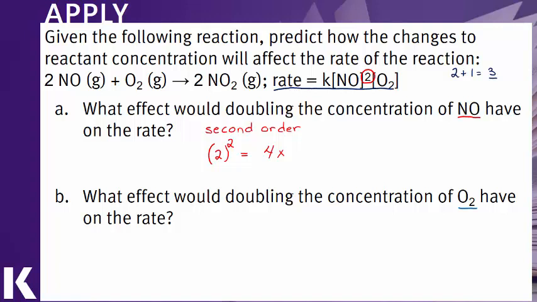In our rate law, oxygen has an implied exponent of 1, indicating that for this reaction, it is first order in regards to oxygen concentration. So any increase in oxygen concentration would have a linear increase in the rate. So if we were to double the concentration of oxygen, that would give us a 2-fold increase in the overall rate of the reaction. So now you should feel more comfortable determining how changes in reactant concentration will affect the rate of a reaction.